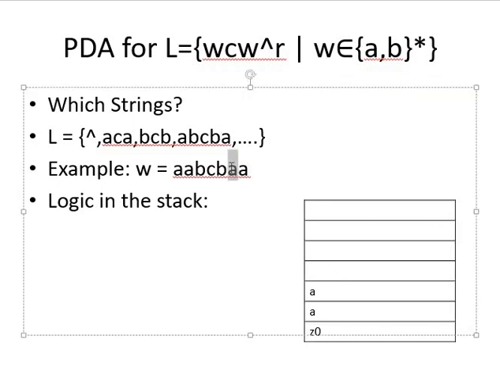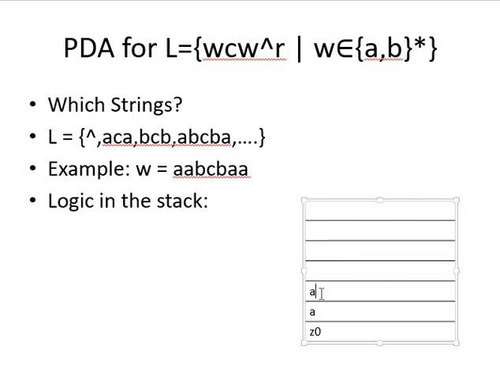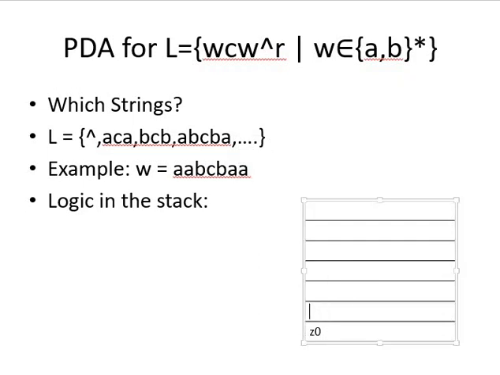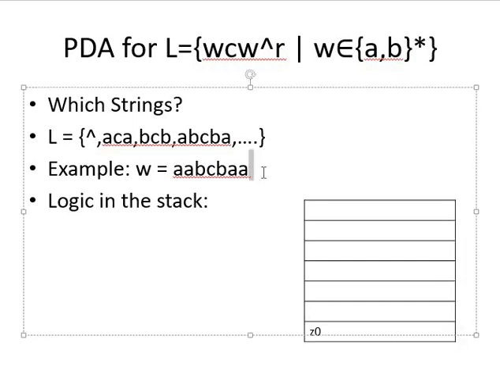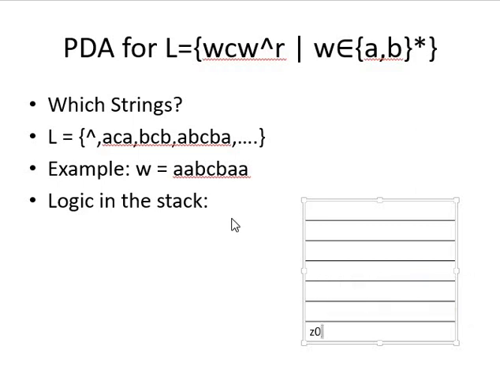Then input is a, top of the stack is a, pop it from the stack. Input is a, top of the stack is a, pop it from the stack. At the end, if your input is null, meaning nothing is there, and your top of the stack is Z0, that is the accepting condition. Ready? So I hope you got the logic on the stack.